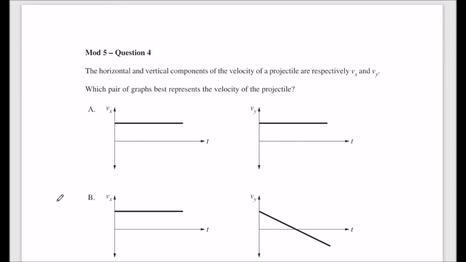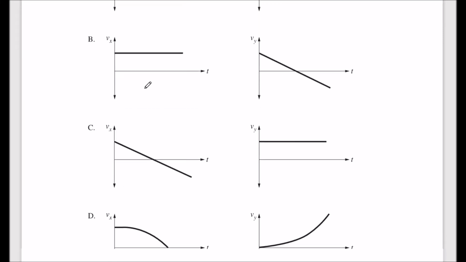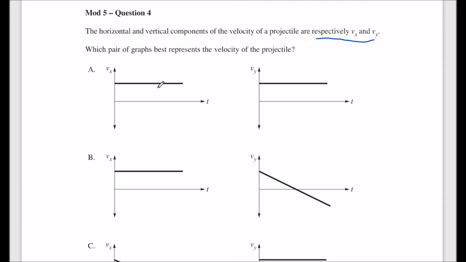Question 4. The horizontal and vertical components of the velocity of a projectile are respectively Vx and Vy. Which pair of graphs best represents the velocity of the projectile? So we have this one, this one, this one here. Okay, so which one? Oh, it's actually all the ones down here. So let's just go through each one. Okay. Components of the velocity of a projectile.